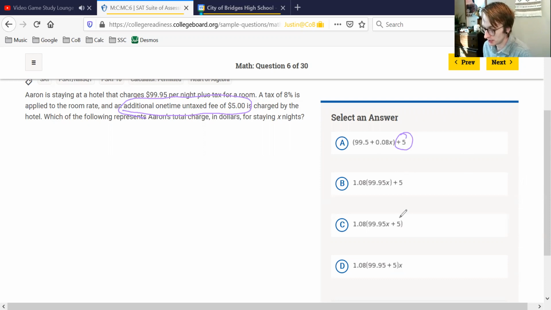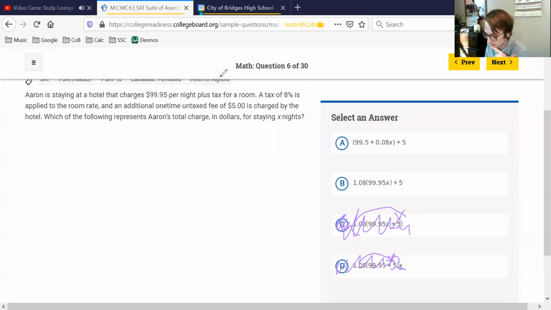In this one, the 5's sitting alone out here. Great, that one's a candidate. This one, the 5's sitting alone out here. That one works. This one, the 5 is going to be multiplied by this 1.08, so we know that can't be it, because it's untaxed and it's only one time, just $5. And in this one, the 5 is multiplied by the 1.08 and also by this X. So this one is not a candidate either. So C and D are not candidates, which leaves us with A and B.